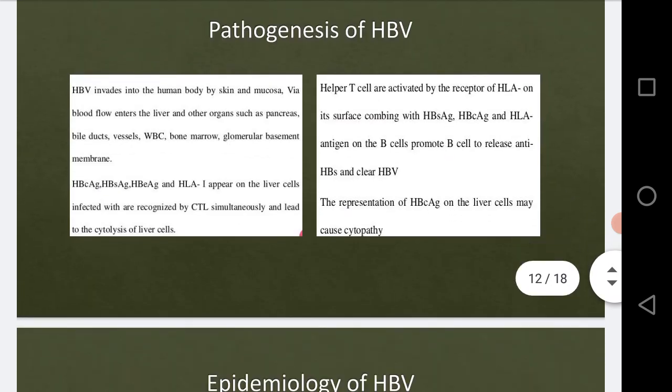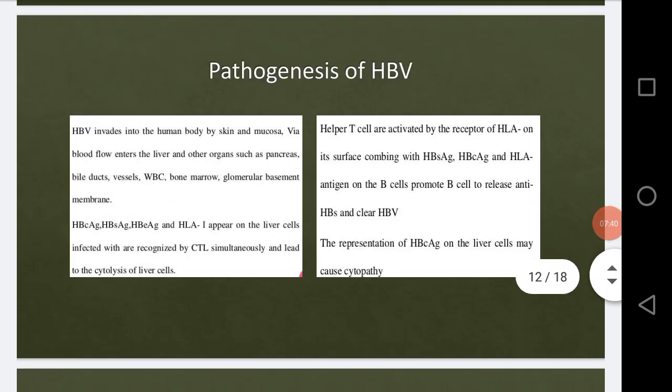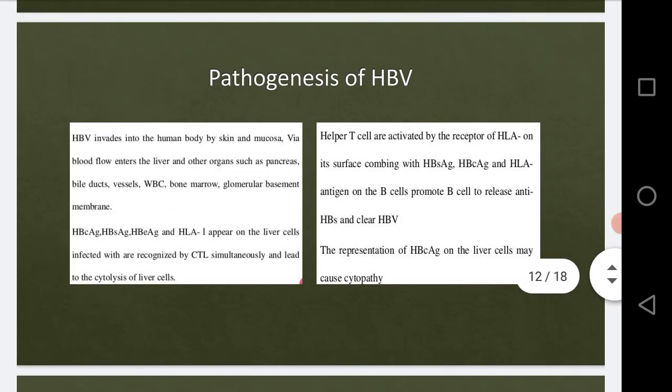Now we will see what is the pathogenesis of this virus. As I have mentioned earlier, pathogenesis will include the route of the virus, how it will get multiplied inside the body, what is the site of the infection, and by which way it will reach that site of the infection and multiply there. Those parts will come into the pathogenesis, the study of the pathogen.